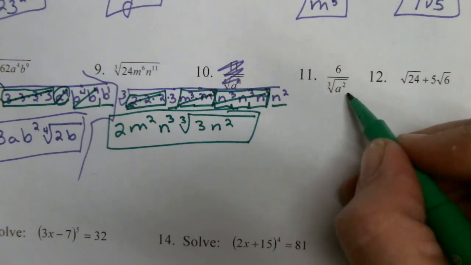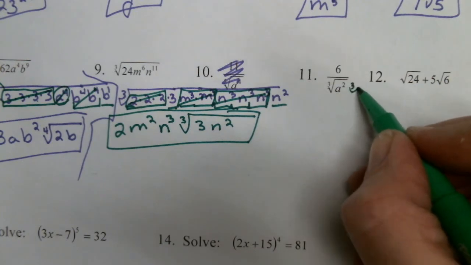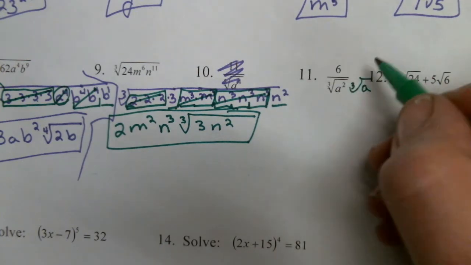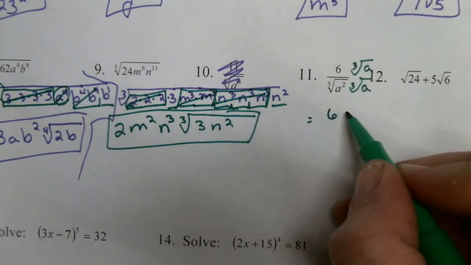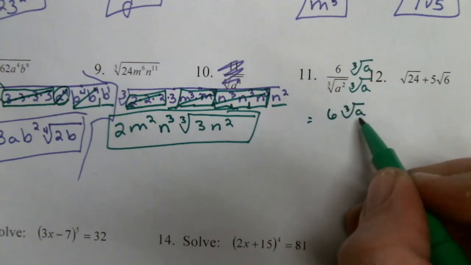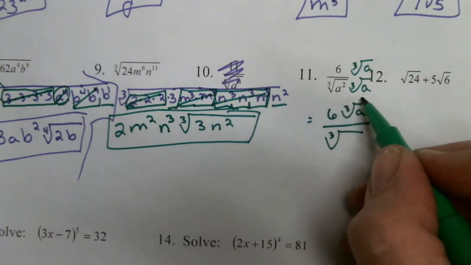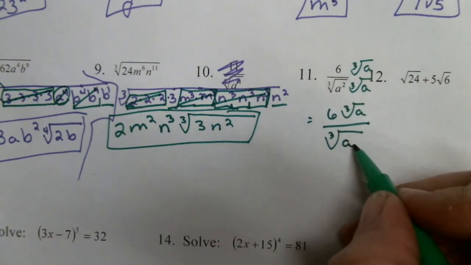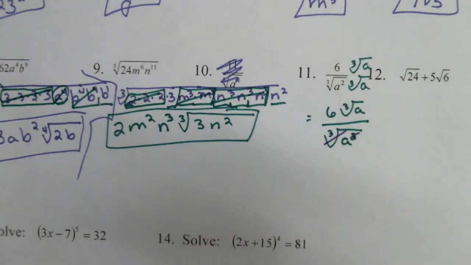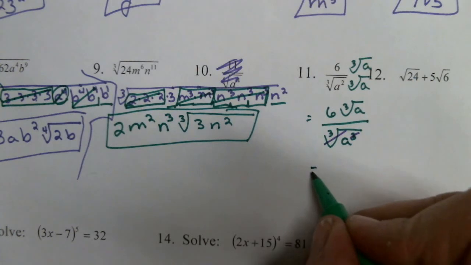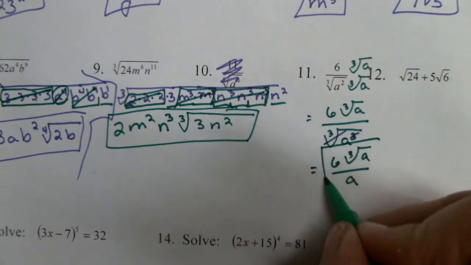6 divided by the cube root of a squared. We can't take the cube root of a squared. We need another a, so we're going to multiply the denominator by the cube root of a. If we do it to the denominator, we have to do it to the numerator. So the numerator now becomes 6 times the cube root of a. And the denominator, when I combine the cube root of a squared and the cube root of a, is the cube root of a cubed. Now, the cube root of a cubed is just a. So my final answer there is 6 cube root of a over a.